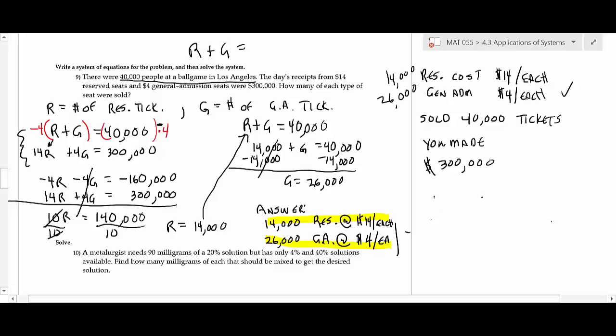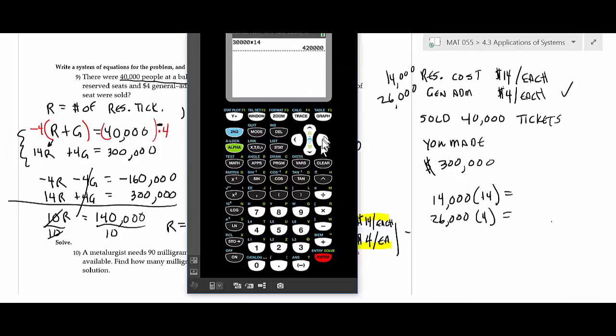So we had 14,000 reserved tickets, and we had 26,000 general admission. Here's all you got to do to check. You just do 14,000 times 14, and that'll tell you how much money you made off the reserved tickets. Then you need to do 26,000 multiplied by 4, and that'll give you how much money you made on those tickets. So let's see if we're right and see if you understand why we're right. Okay, I hope we are. This is 14,000 times 14. So that means that you are making $196,000 off of those tickets.